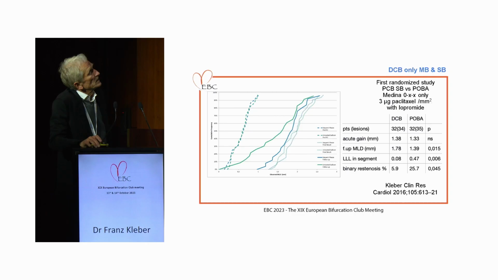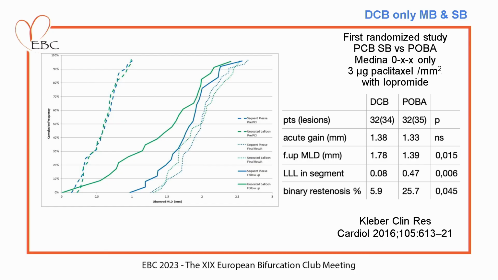Then we did, in my group, the first small randomized trial, DCB versus POBA in the side branch. The Medina 111 were excluded, so the main vessel was excluded. Some of the investigators were worried at that time, and you see the MLD was similar. At follow-up the MLD was better, late lumen loss was considerably different, and binary restenosis rate 6 versus 26%.